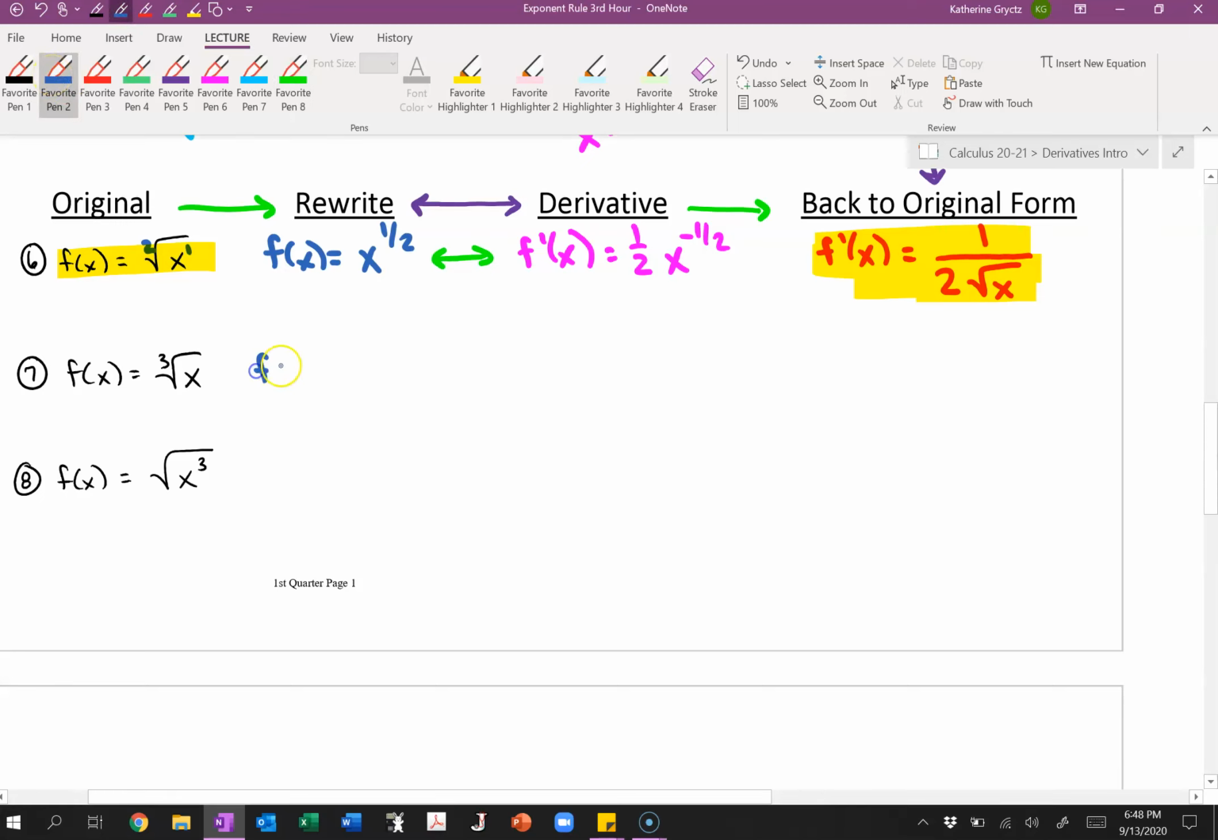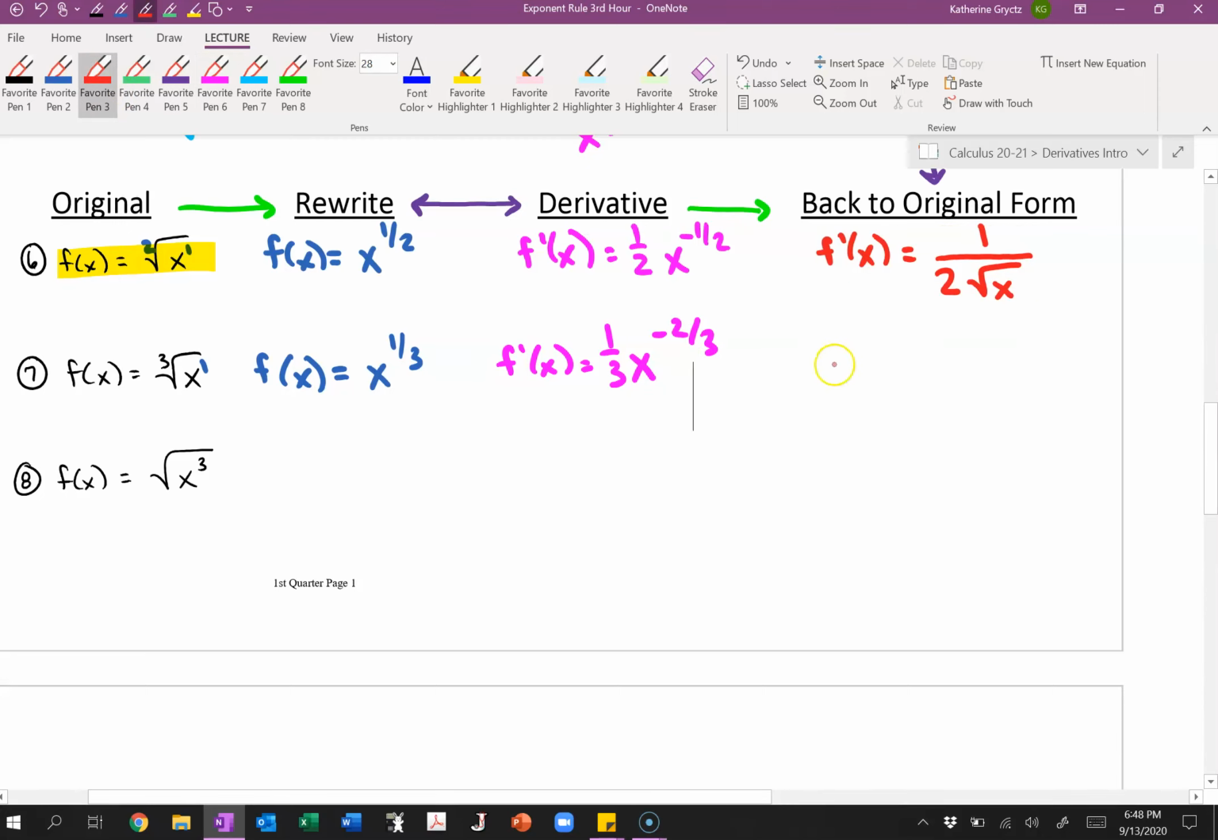So for number 7, if we rewrite it, which is not the derivative, it's the same thing, we get x to the inside over outside 1/3. Okay, so then we're ready to take a derivative now. And so our derivative would be 1/3 x to the negative 2/3. So then the calculus is done, and now we're going back to putting it back in the original form. So if I look at what's in the numerator, all I'm going to have again is a 1. But in the denominator, I'm going to have a 3.